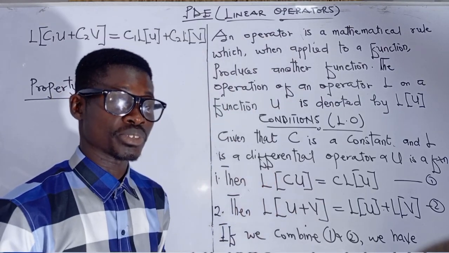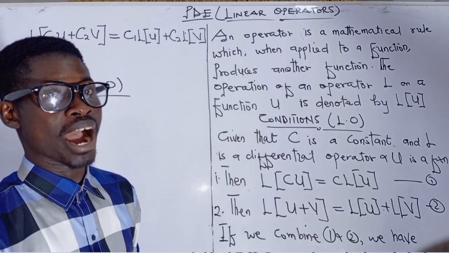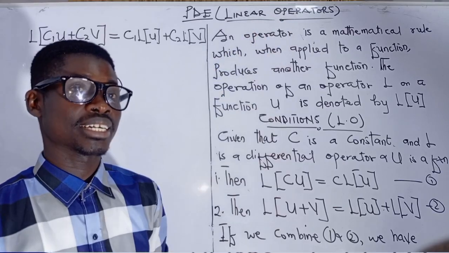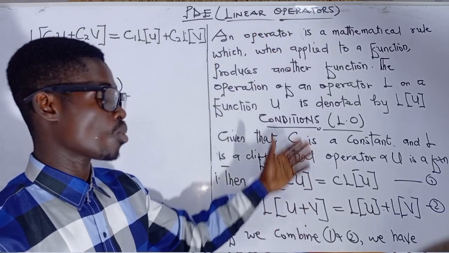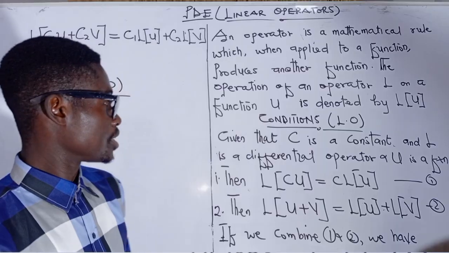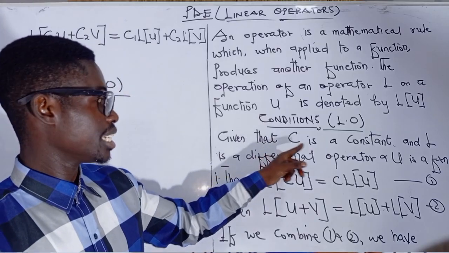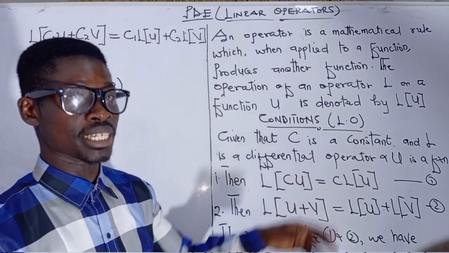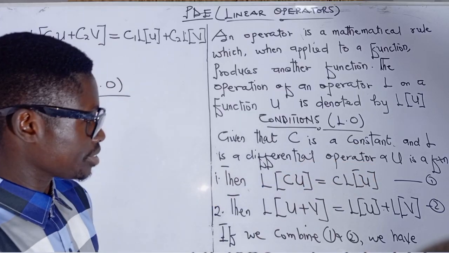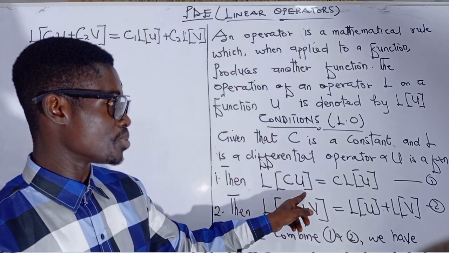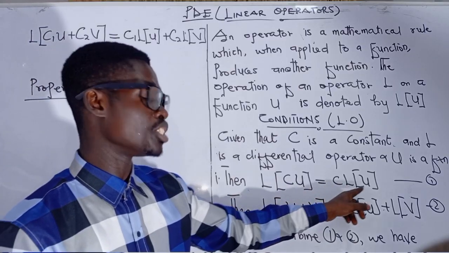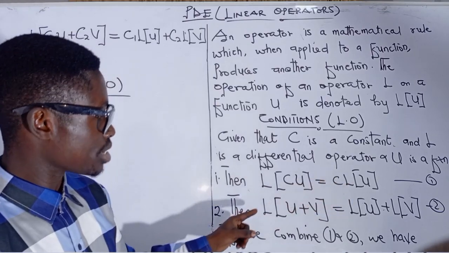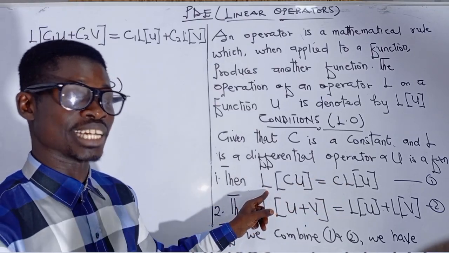So let's go through these conditions. We are saying that for an operator to be a linear operator, it must satisfy these two conditions. If C is a constant, L is a differential operator, and U is a function, then L operating on Cu should be the same as C times L operating on U. If this is equal to that, then we can say that this operator L is a linear operator.